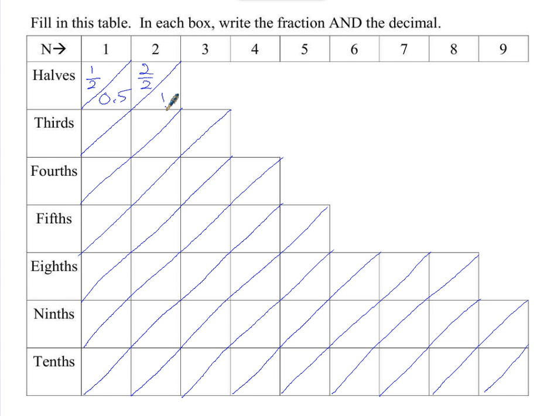And let's also do fourths. So we have on this one something divided by 4. The numerator will be 1. And you can go ahead and do all the fractions right away and then work on the decimals after that. So the next one over would be what divided by 4? 2, and then 3, and then 4 divided by 4.